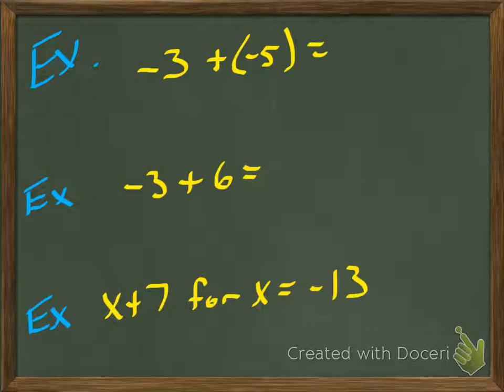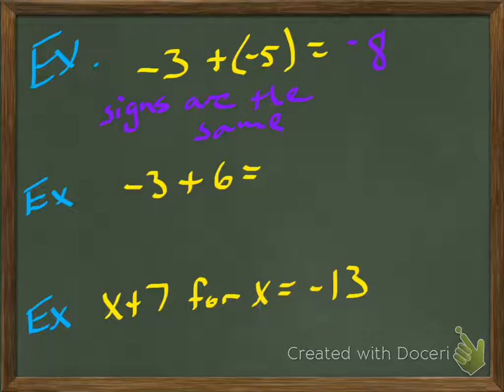Alright, we have -3 plus -5. Signs are the same. So what are we going to do? We add them. So what's 3 plus 5? It's 8. And then what sign did they have in common? A negative. So you get -8. Alright, let's do the next example.